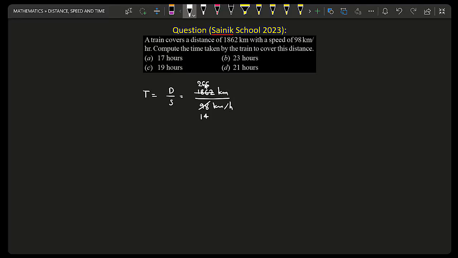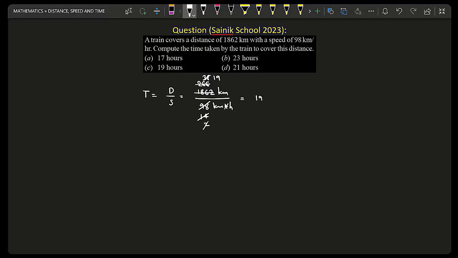Now 266 and 14, again divisible. Yes, sir. 7 table again, it's divisible, right? 7 twos are 14, 7 threes are 21. What is the remainder? Sir, it's 5. 5 and 6 become 56. So now it's 38 by 2. Both are divisible by which number? 2. So you can say two ones and two 19s. So the answer is 19.